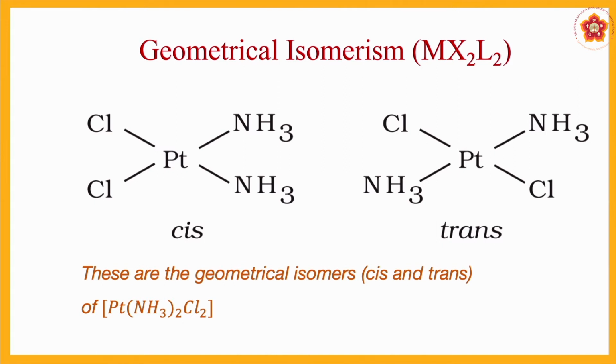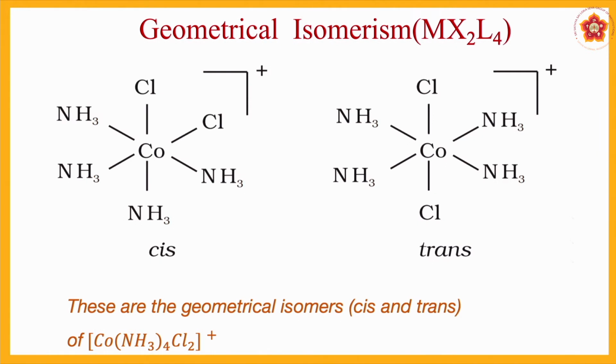What is the use of these compounds? The first compound, cis, is actually called cisplatin, which is a very good agent used in chemotherapy in curing various types of cancers. So, this cisplatin is of large importance mainly in the medicinal field.